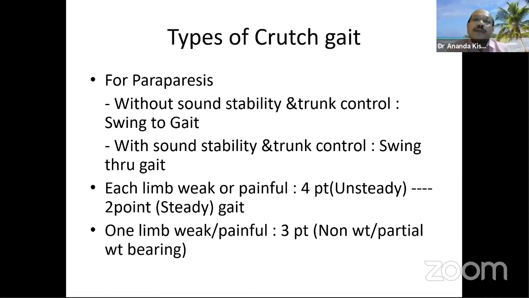So if it is paraparesis or both limbs weak or painful, these are basically non-orthopedic gaits, but the orthopedic gait is basically for one limb weak, that means either traumatic or some operation is done, like total hip replacement. So in that case, with one limb weak or painful, there is the 3-point crutch gait. Now we have to know what the 3-point crutch gait is.